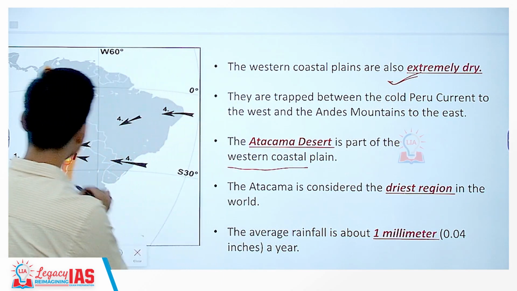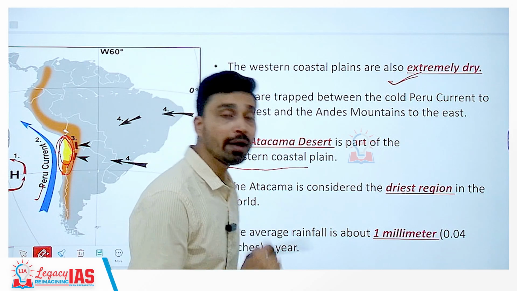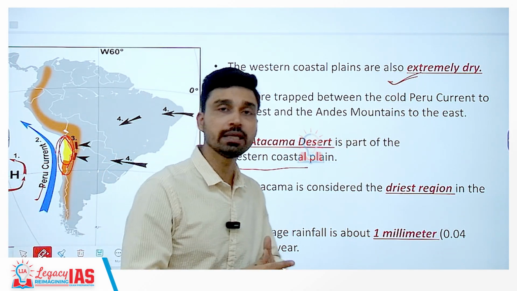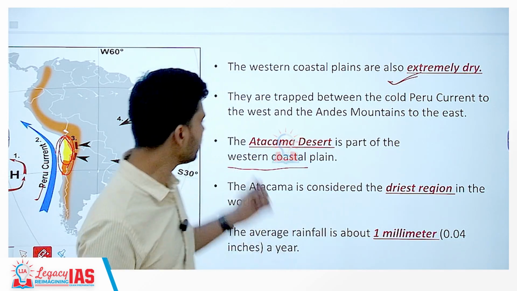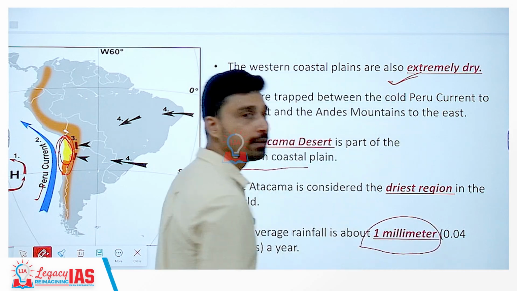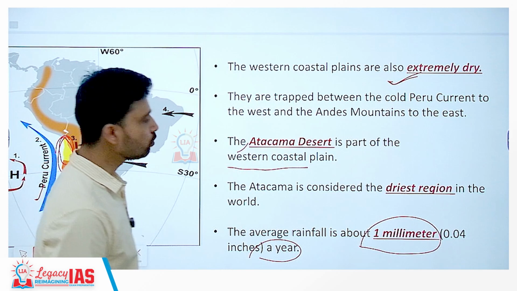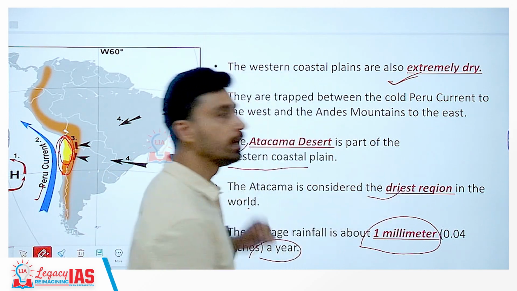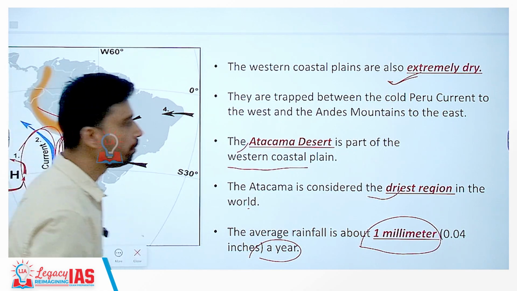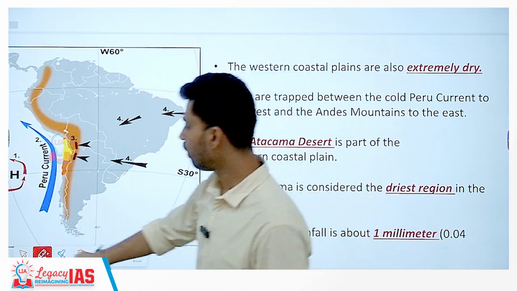Atacama is a very important desert, a major desert of the world, especially of South America. And why it is important you should know, because deserts are anyway dry. But even among the deserts, the driest desert is the Atacama desert. It receives only 1 millimeter, that is 0.04 inches, of rainfall in a year. That is why it is considered the driest region in the entire world, sandwiched between the Andes mountain range and the cold Peru current. This is the most important fact you should remember about the western coastal plain of South America.